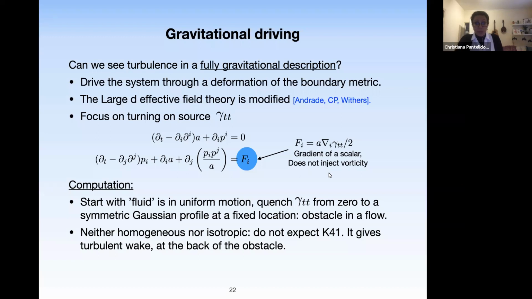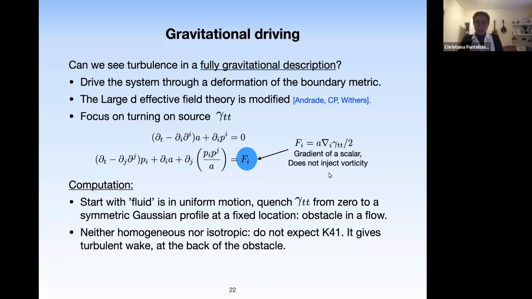But nevertheless, we can still see turbulence in this fully gravitational context. It's just we have to be a bit more imaginative in the calculation that we do. And actually, we weren't that imaginative, I guess, because we essentially did a standard experiment from the fluid perspective. So we started with a fluid in a uniform motion from left to right.